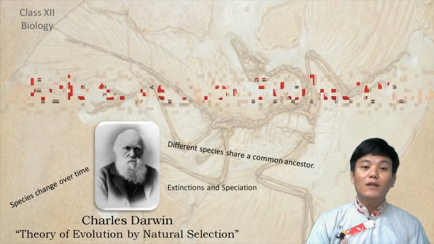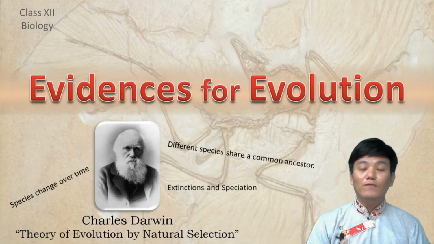So what are the evidences available for evolution? This is what we are going to discuss in this particular video. How can we confidently say that evolution has occurred on Earth? What are the evidences that we have which support that evolution has occurred on Earth?